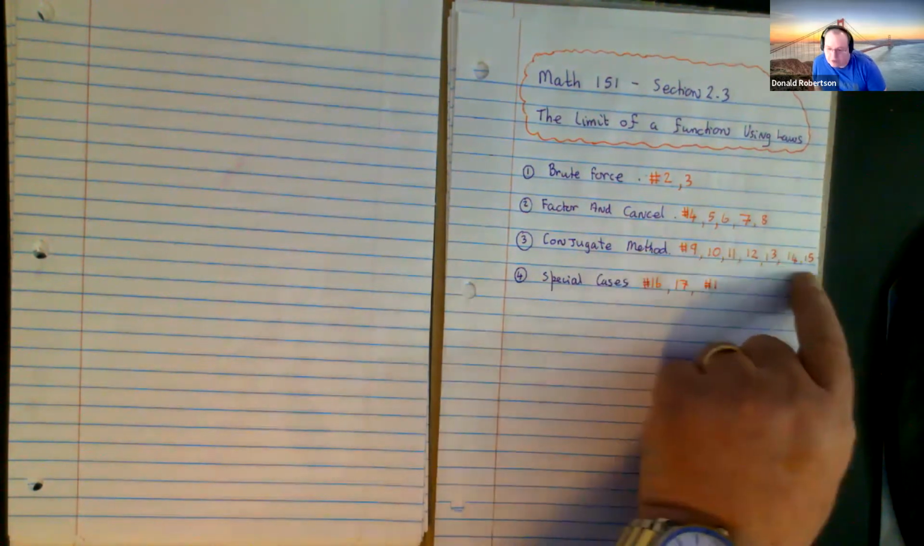There's a technique called brute force, which you'll use for questions 2 and 3. There's a method called factor and cancel, which you'll use for questions 4 to 8. There's a method called the conjugate method, which you'll use from 9 to 15. And then I've just added some special cases. Those are questions that don't really fit into any of these 3 categories.